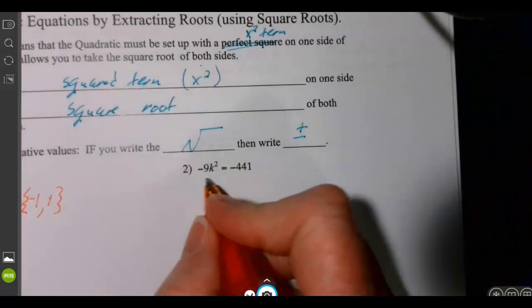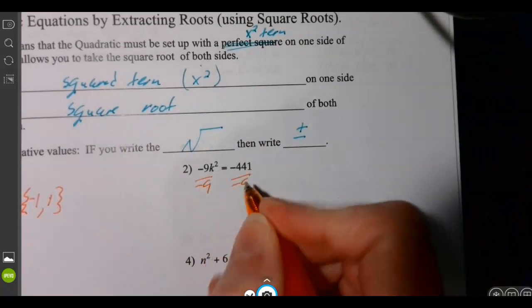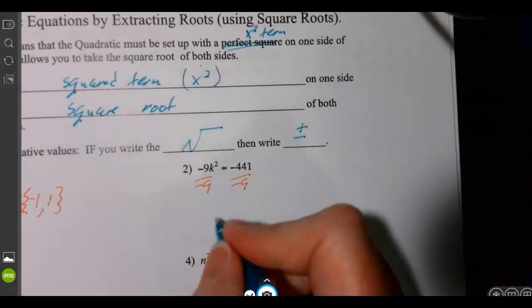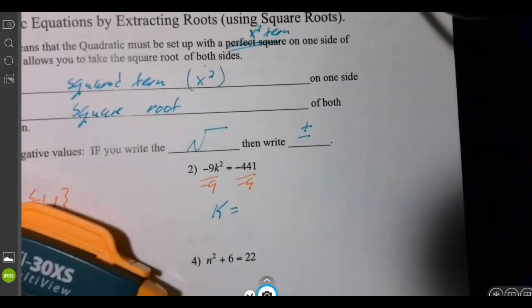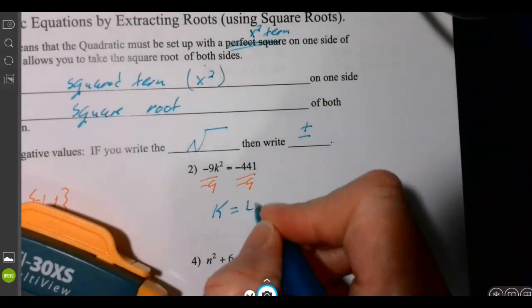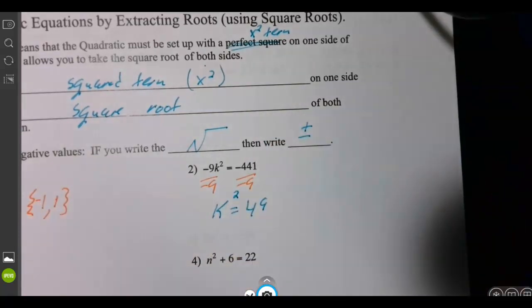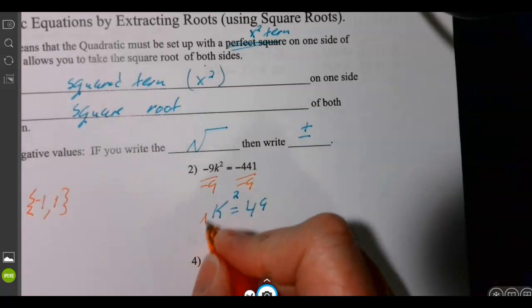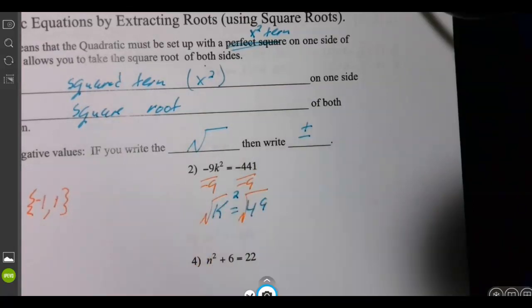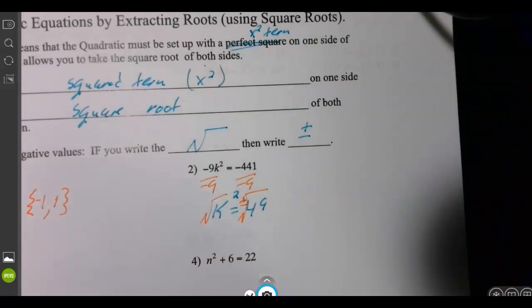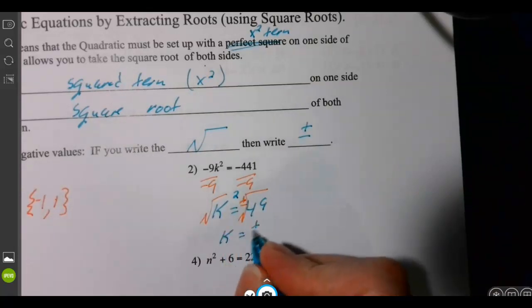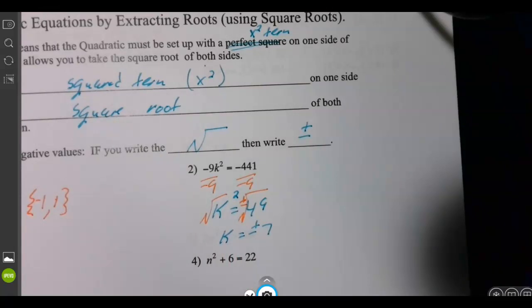Okay, number 2, we're going to do the same thing. Get the squared term by itself, so divide by negative 9. And we get x squared is equal to whatever that is. Let's divide. 441 divided by 9 gives us 49. And we take the square root of both sides. Look, we put the radical on. See how we put the radical on? We must put the plus or minus on there. So we get k is equal to plus or minus 7. Okay?